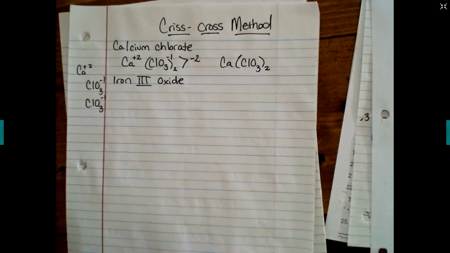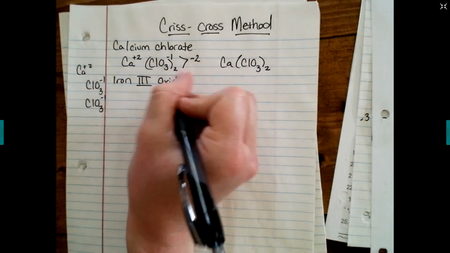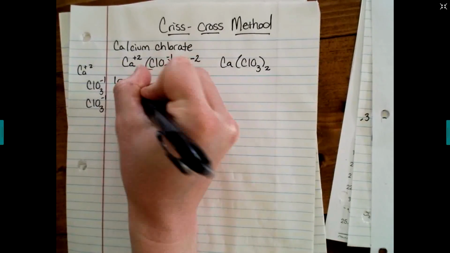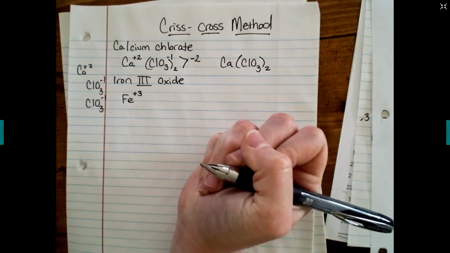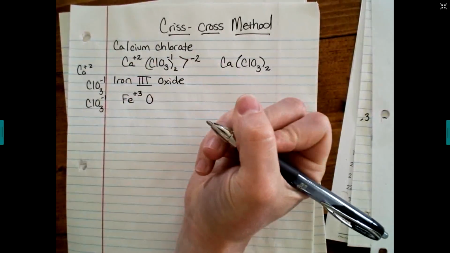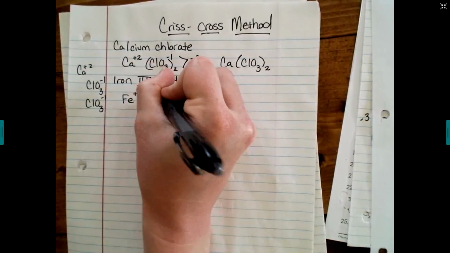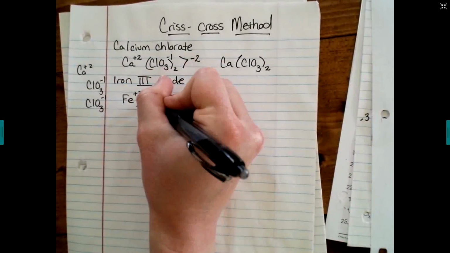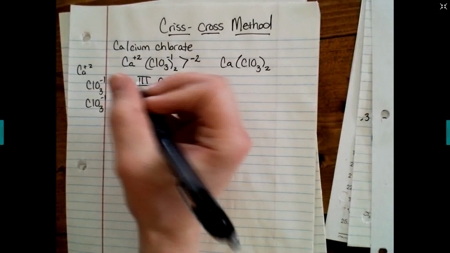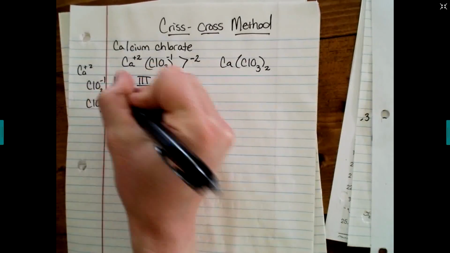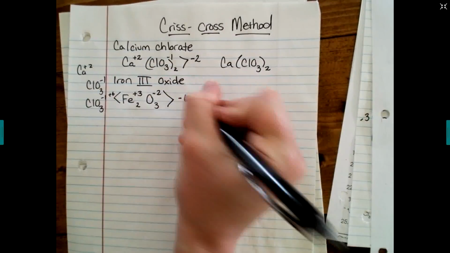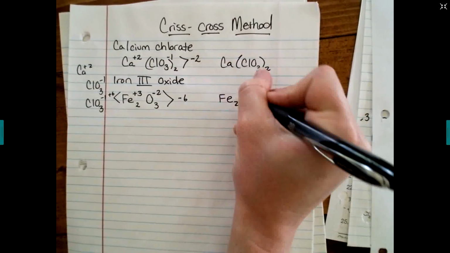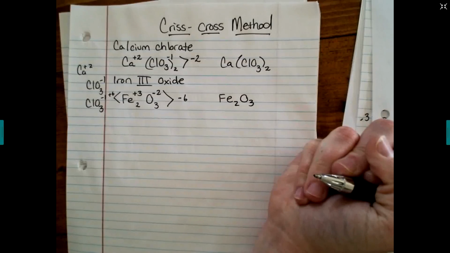For our second example, you've got iron 3 oxide. So we've got iron, Fe. That Roman numeral means that the charge is +3. Oxygen's charge is -2 because it's in group 6. So I cross the 2, I cross the 3. That makes the charges +6 and -6. So the final formula would be Fe2O3.